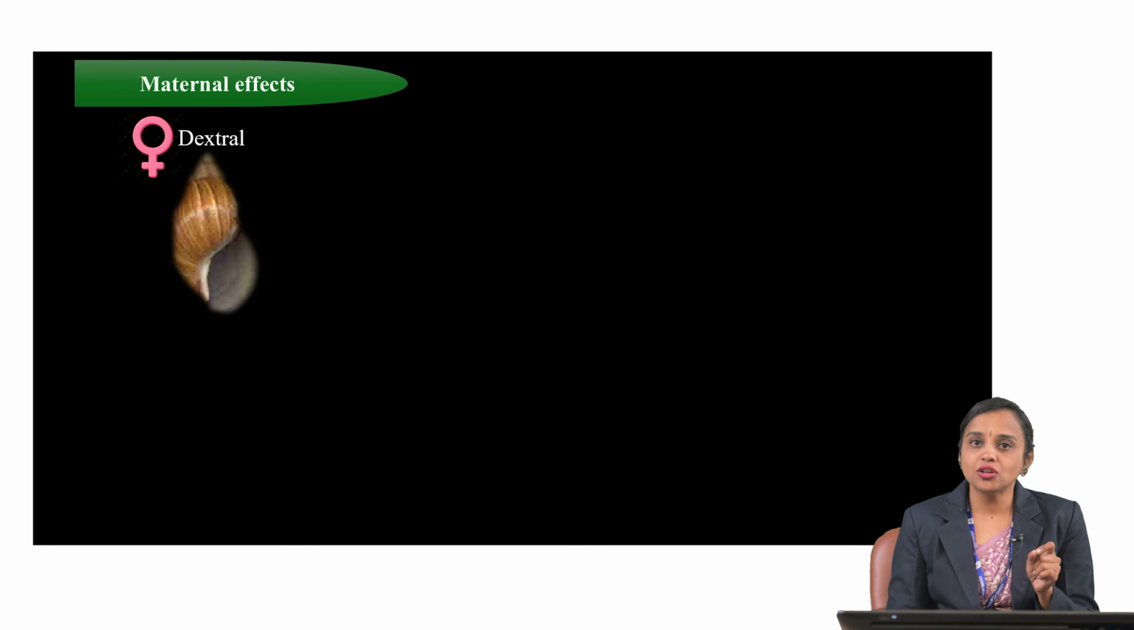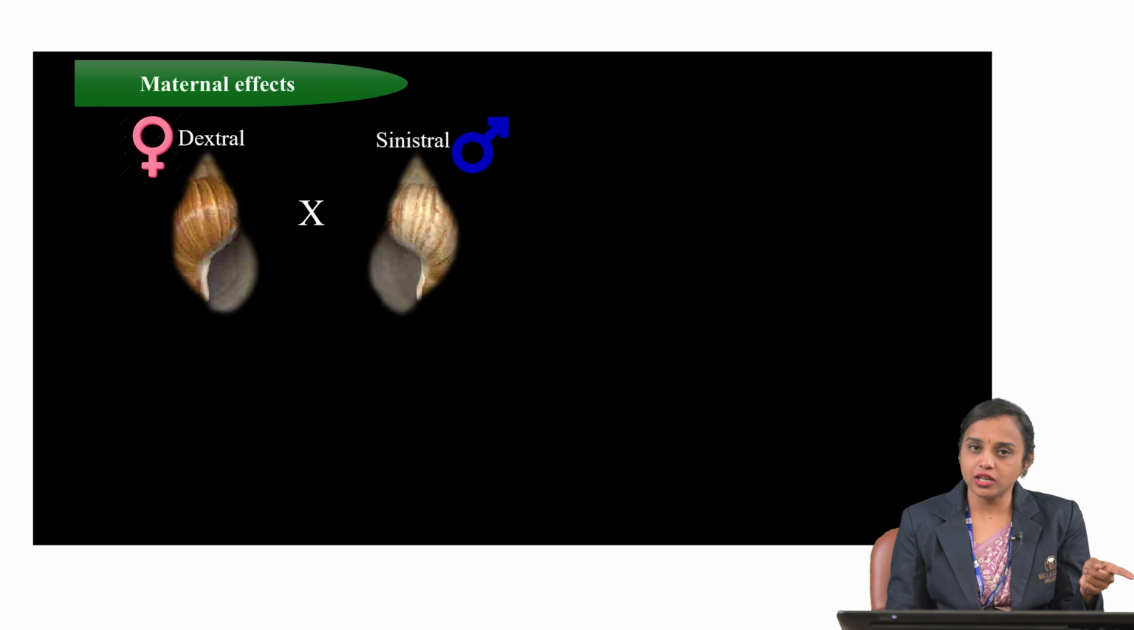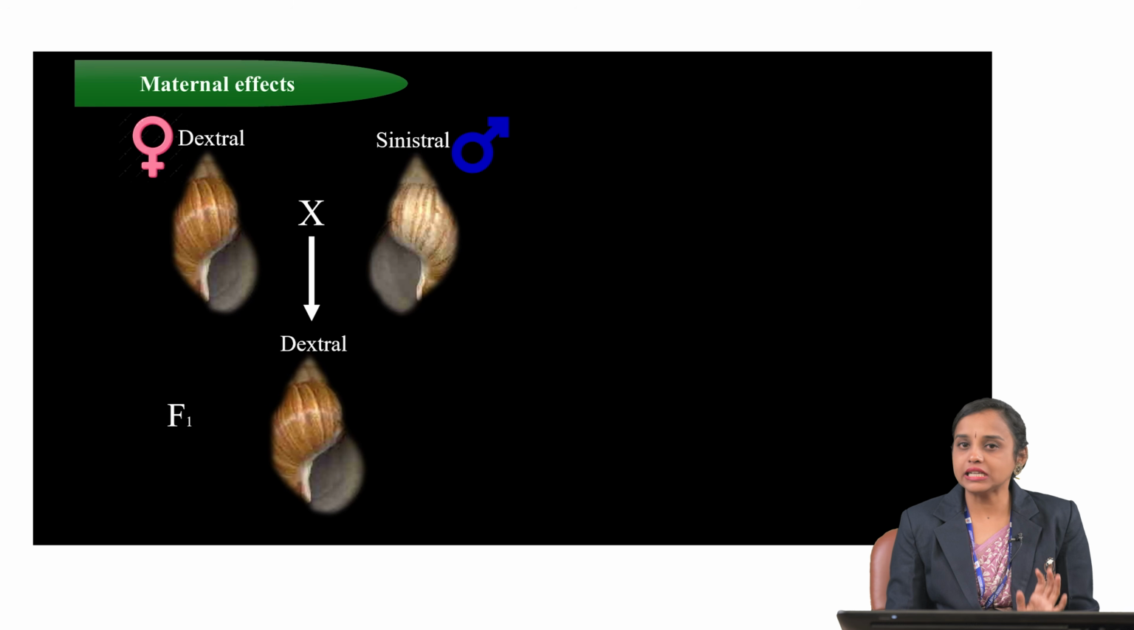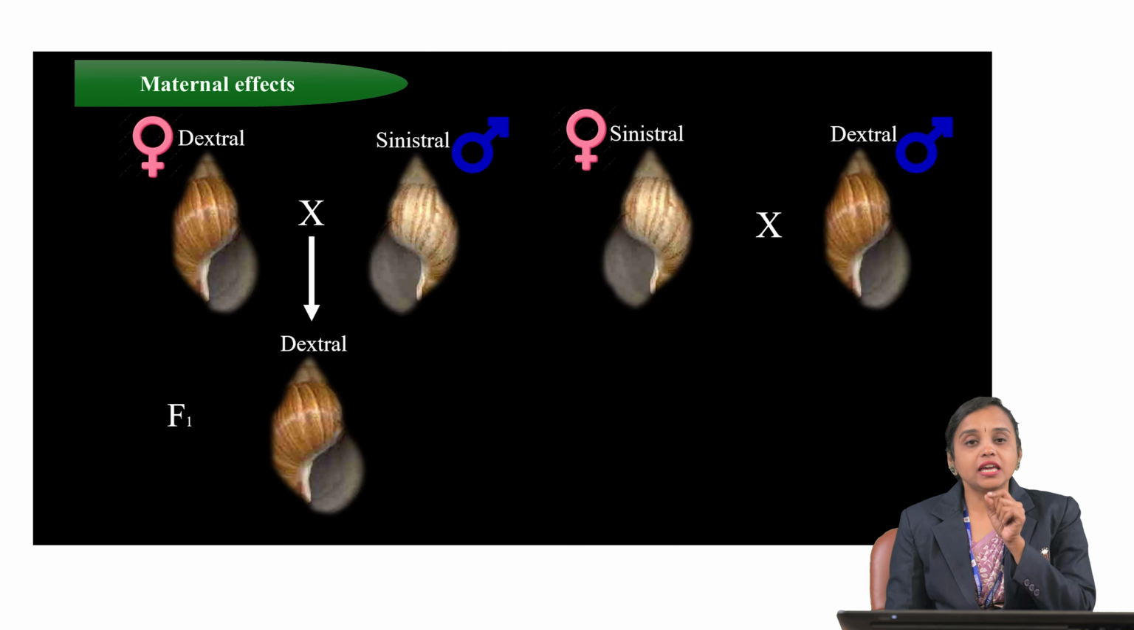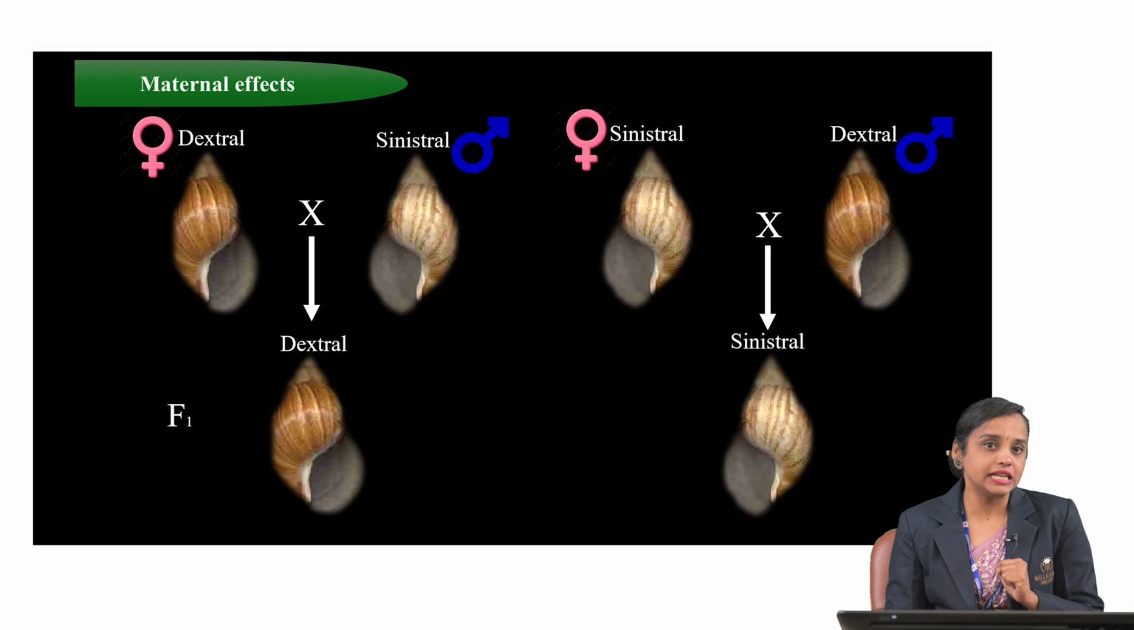These snails show two types of shell coiling. One is right-handed or dextral coiling, which is clockwise, and the other is left-handed or sinistral coiling, which is anti-clockwise. The coiling direction of the offspring does not depend on its own genotype, but on the genotype of the mother. If the mother's genotype is dextral, all her offspring will be dextral, and in the same way, if the mother's genotype is sinistral, all her offspring will be sinistral. So this is the snail example.